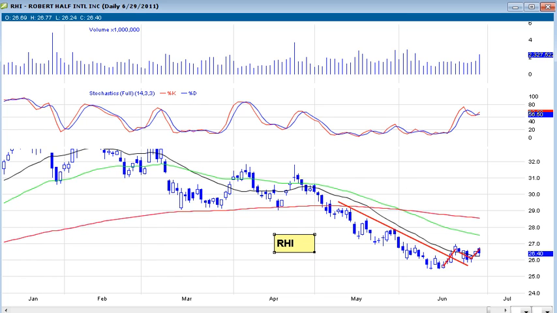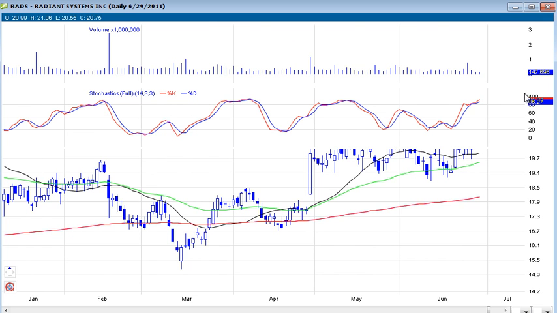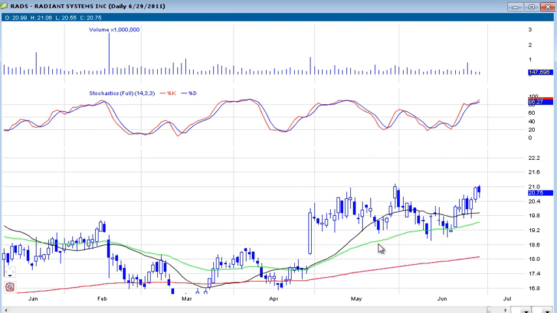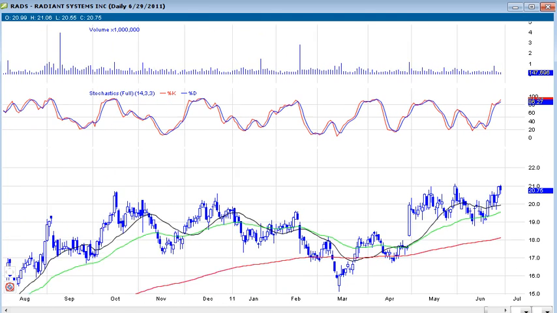RADS, we did take profits on RADS today. Yesterday actually, and it's actually pushing up against 21. The only reason I did this is I think this has a good shot of popping here.